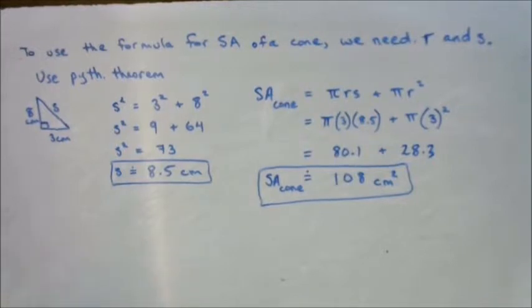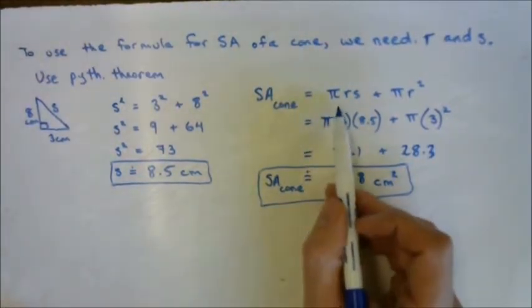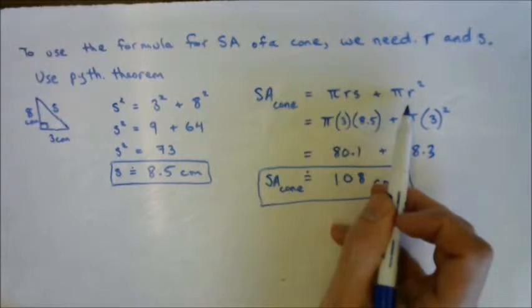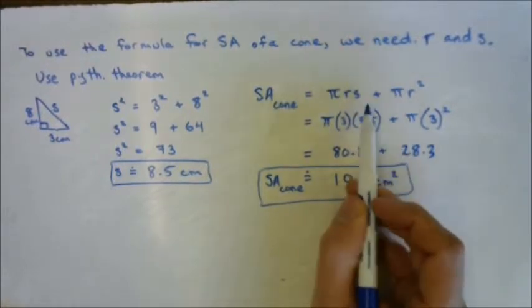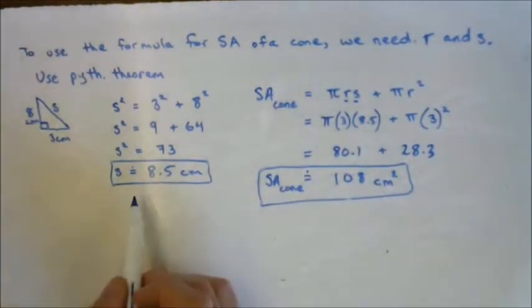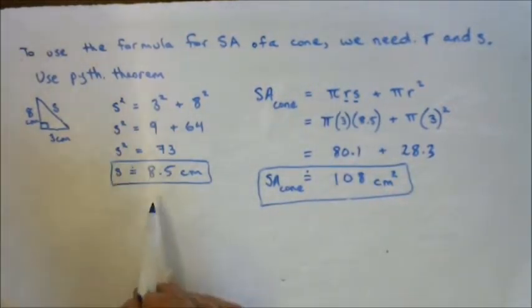Okay? So again, we're just applying our formula that we derived in the investigation and in the notes. And in order to use it, we needed R and S. We didn't have S, so we used Pythagorean theorem to figure that out. Okay, step 1, step 2, if you're done.